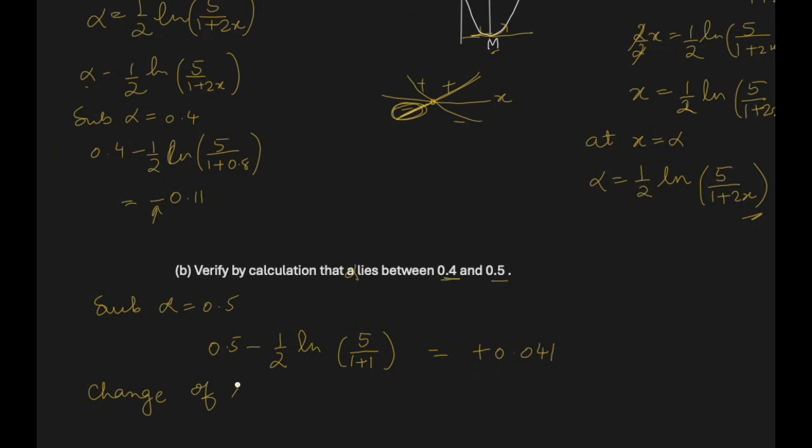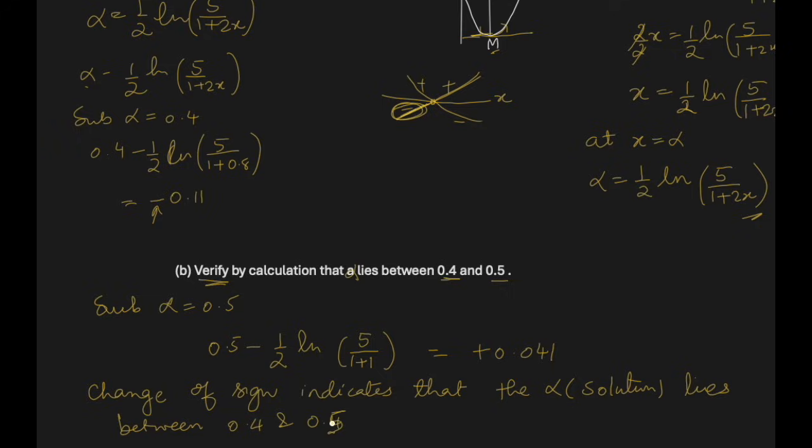of sign, okay, indicates that the solution lies between 0.4 and 0.5. We have verified it.